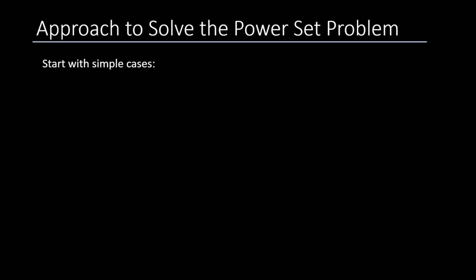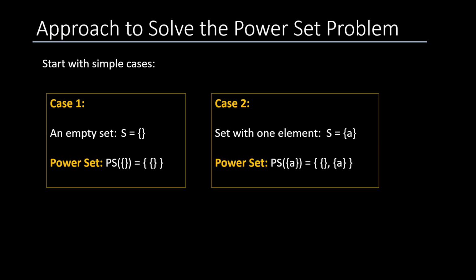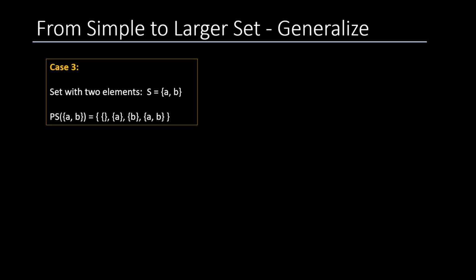To solve the power set problem using recursion, we'll start by first applying simple cases. In case 1, we have an empty set. For this set, the only subset is the empty set itself. So the power set of an empty set is just the empty set. For a set with one element, say S equal to {A}, the power set includes the empty set and the set itself. This step reveals the important observation that the power set always includes the empty set and the set itself.